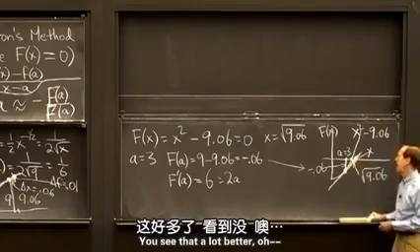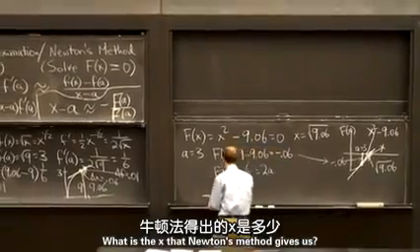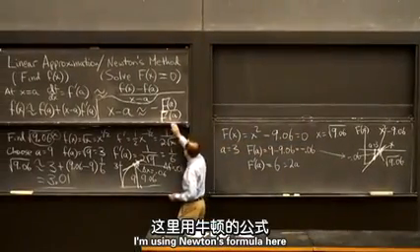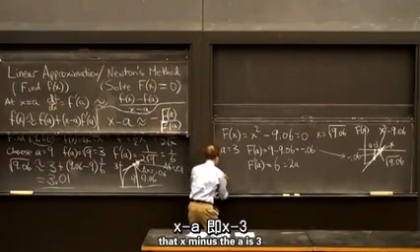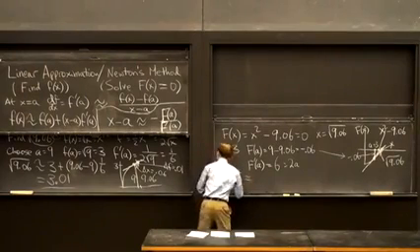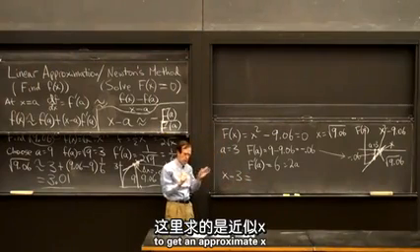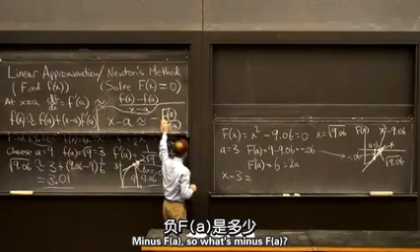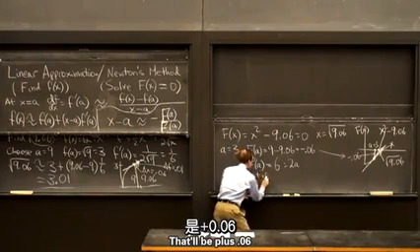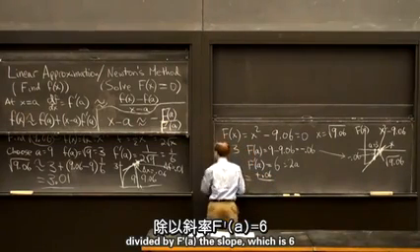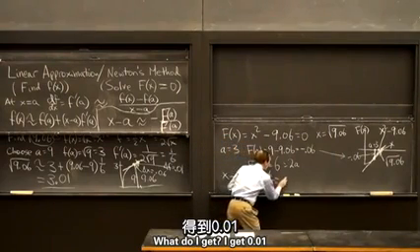You see, that's a lot better. Let me do the numbers here, and you'll see that it's a lot better. What is the x that Newton's method gives us? I'm using Newton's formula here. Newton's formula says that x minus a, where a is 3, equals minus f of a divided by f prime of a. So what's minus f of a? That'll be plus 0.06 divided by f prime of a, the slope, which was 6. What do I get? I get 0.01.